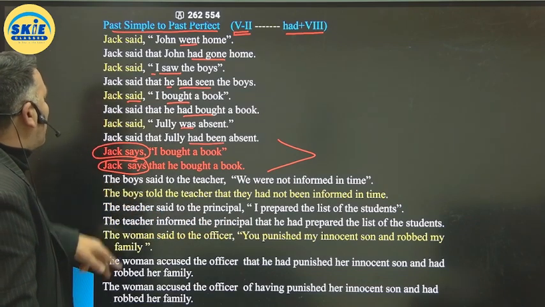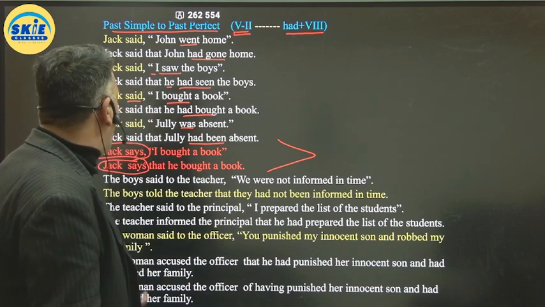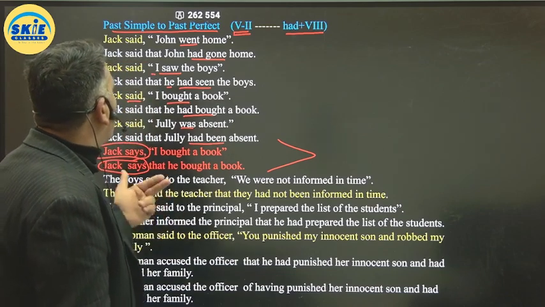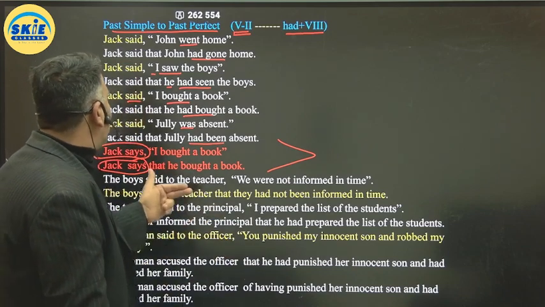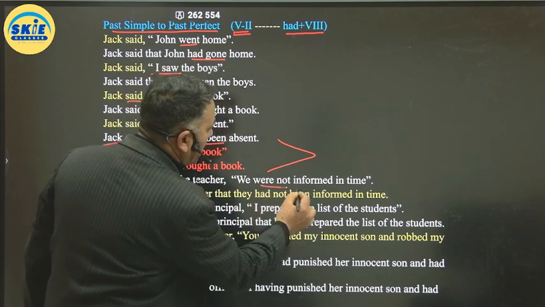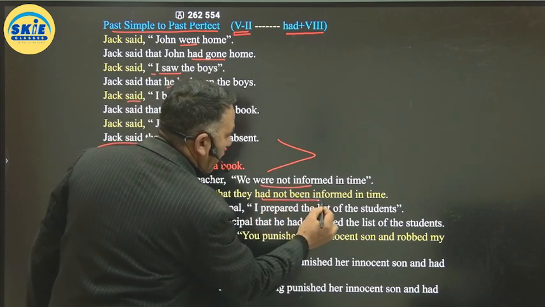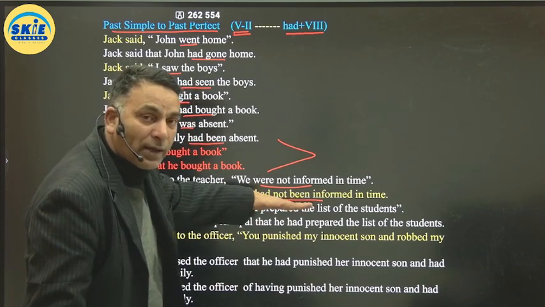The boys said to the teacher, we were not informed in time. The boys told the teacher that they had not been informed in time. We were not informed, had not been informed. Past simple, and here it is past perfect.